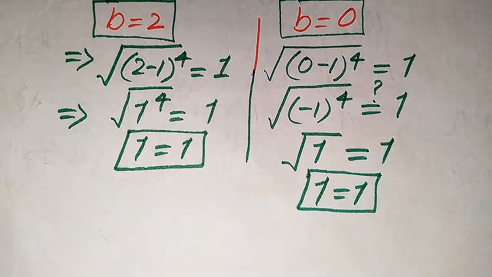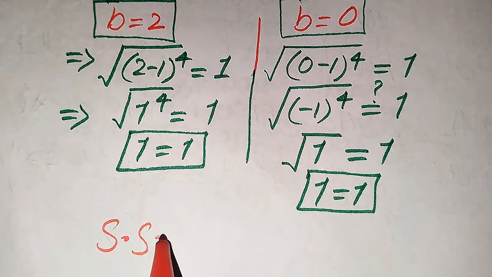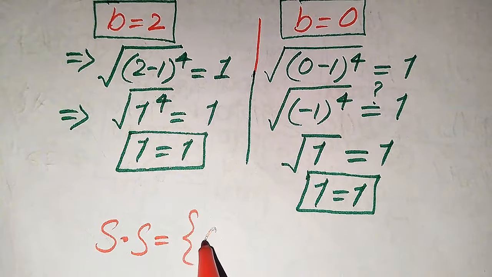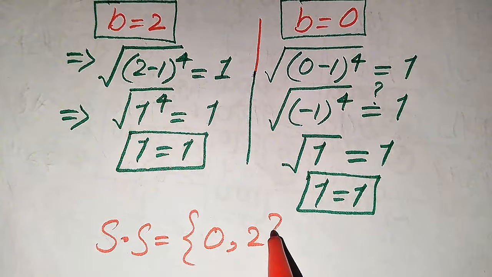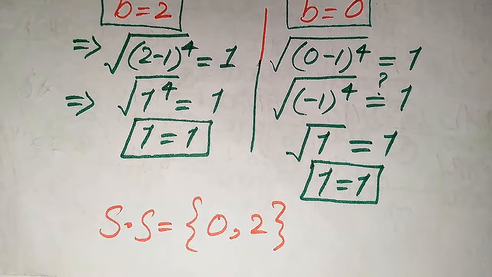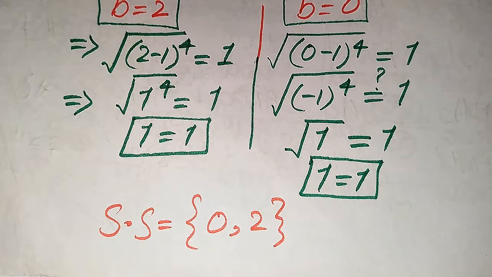So it means that both of the above values satisfy our given question, so the solution set of the given question is 0 and 2. So these two are the solution set of the given question, and this is our final answer.